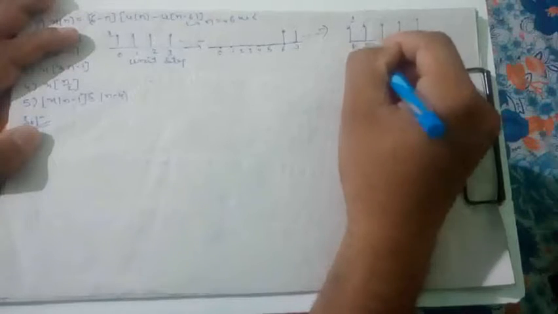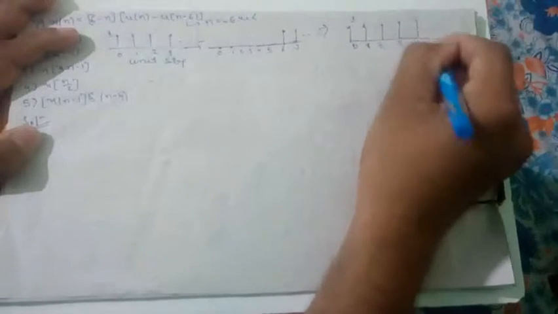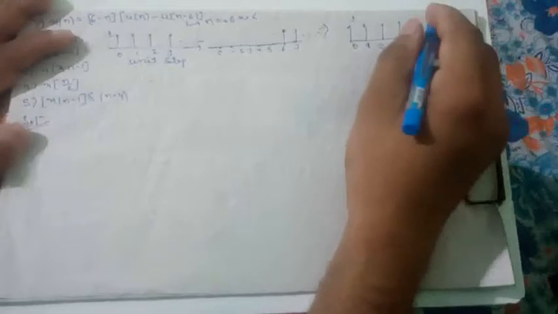So we have 0, 1, 2, 3, 4, and finally 5, and from there nothing is there, and so on. That is u[n] - u[n - 6]. Now this is done, and we have to find the next part.